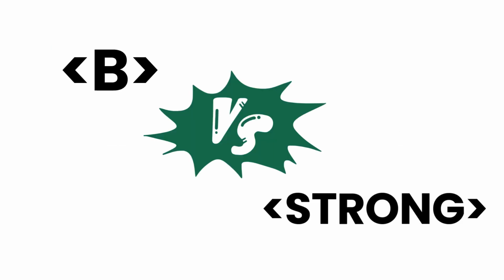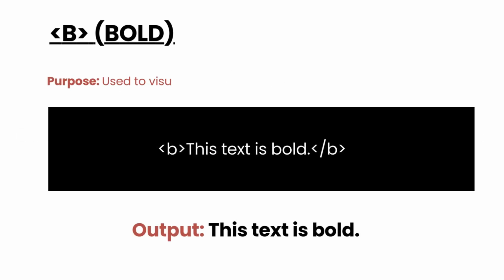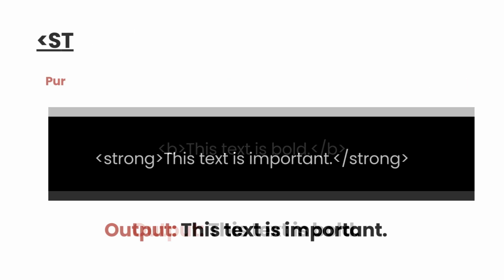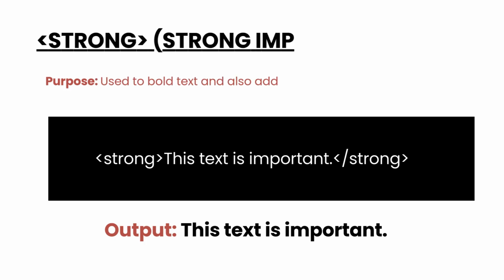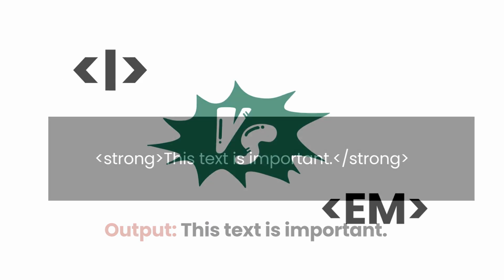Formatting tags are used to style and structure text in a web page, enhancing its appearance and meaning. B tag versus strong tag. Both make text bold, but they have different meanings. B tag is purely for styling and used to visually bold text without adding any semantic meaning. Strong tag is used to bold text and also adds semantic meaning that the text is important.